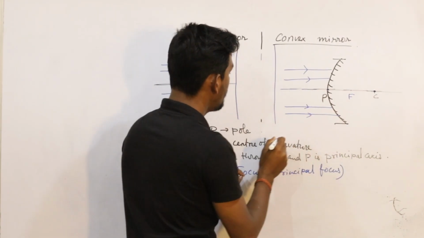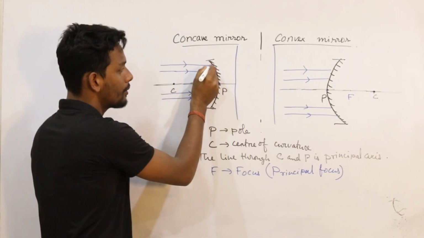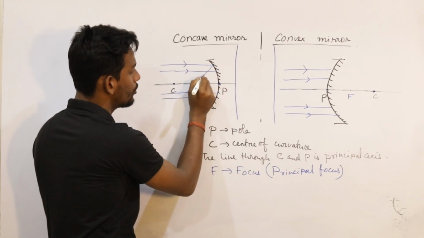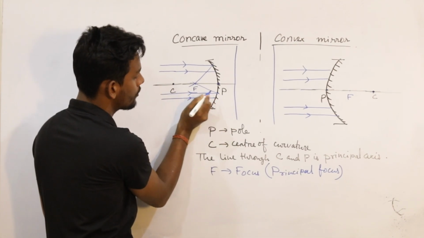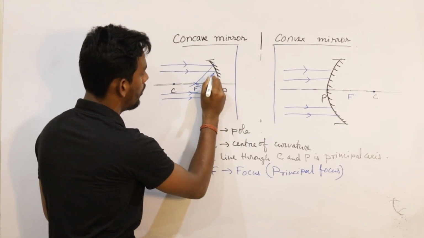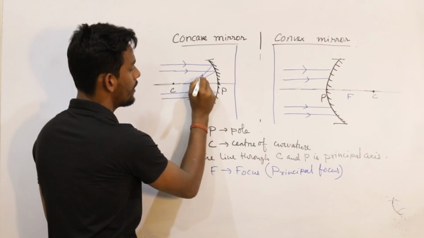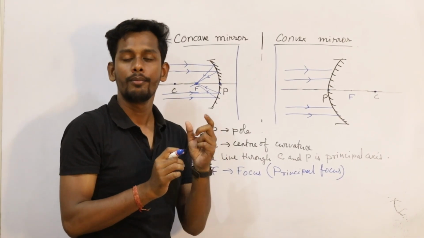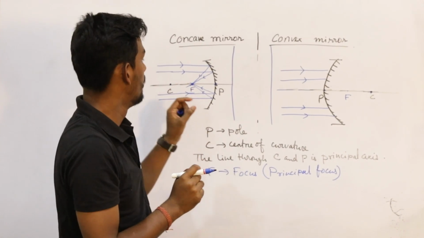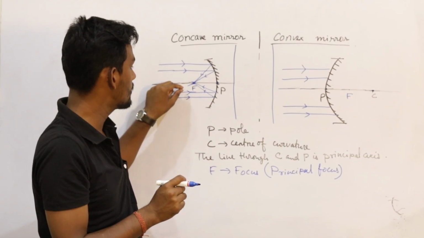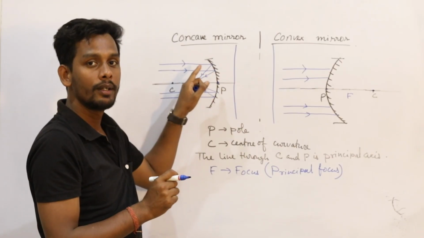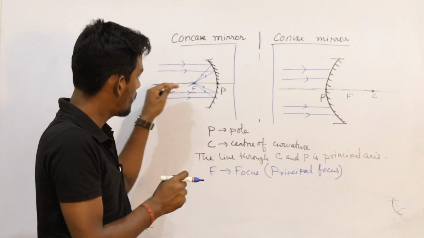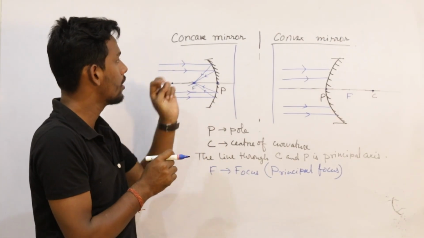Now, in case of concave mirror, after reflection from the reflecting surface, they will pass through the focus. All these rays will pass through the focus. They will intersect each other at the point focus. And this is the principal focus. How can you define principal focus in case of concave mirror? The rays which are parallel to the principal axis, after reflection, the reflected rays pass through a point on the principal axis which is called the principal focus for concave mirror.